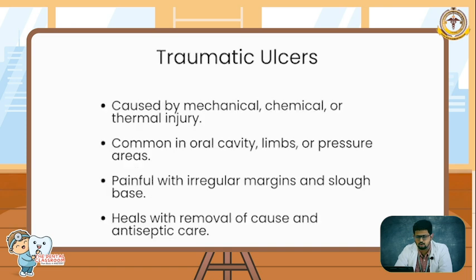Traumatic ulcers are commonly caused by mechanical, chemical and thermal injuries. They are commonly seen in the oral cavity, limbs and any pressure areas, and are painful with irregular margins and slough tissue. They heal with removal of the cause and antiseptic wound care.